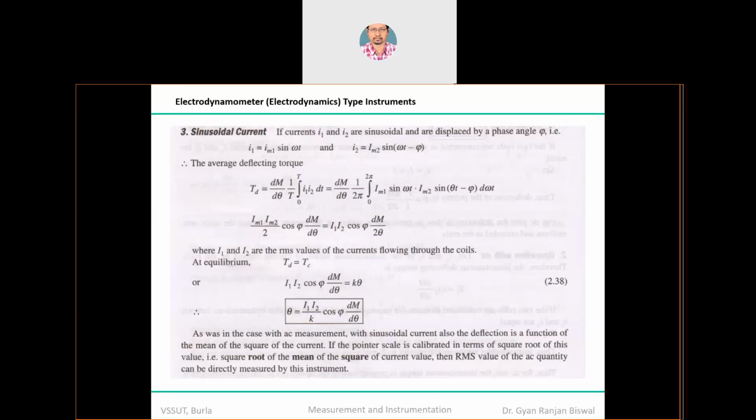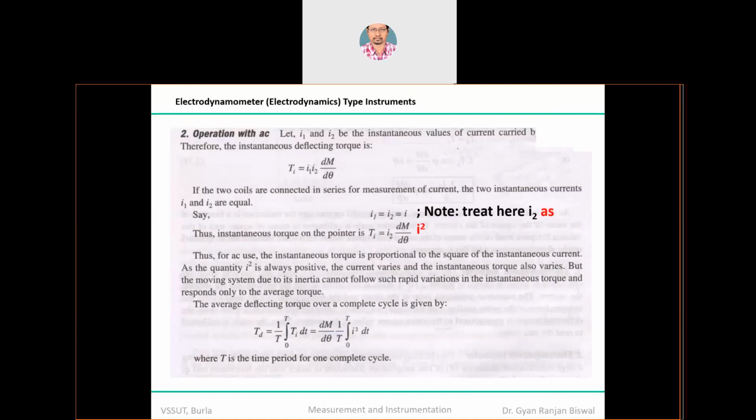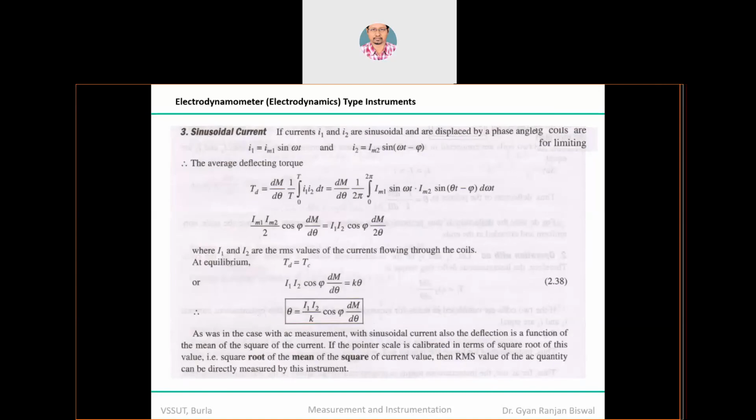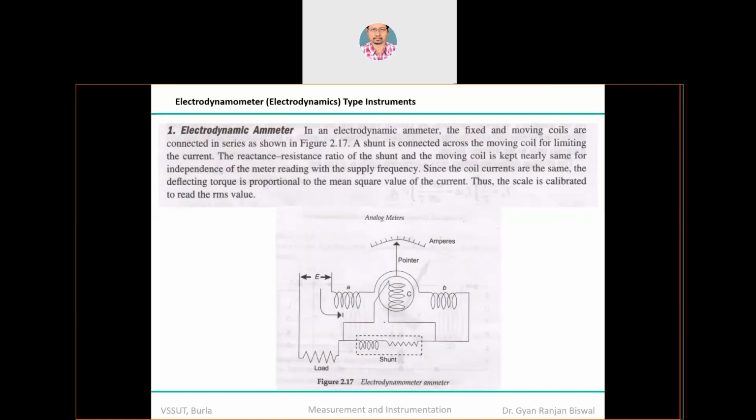So it has been clearly shown that, as far as this instrument is concerned, if you apply a sinusoidal current, the pointer can be calibrated in terms of the square root of this value, or in other words, the square root of the mean of the square of the current value. In other words, the RMS value of the AC quantity can be directly measured with these kinds of instruments. So you see the performance for the DC signal and for the AC signal. It clearly shows why it can be considered a transfer type of instrument.